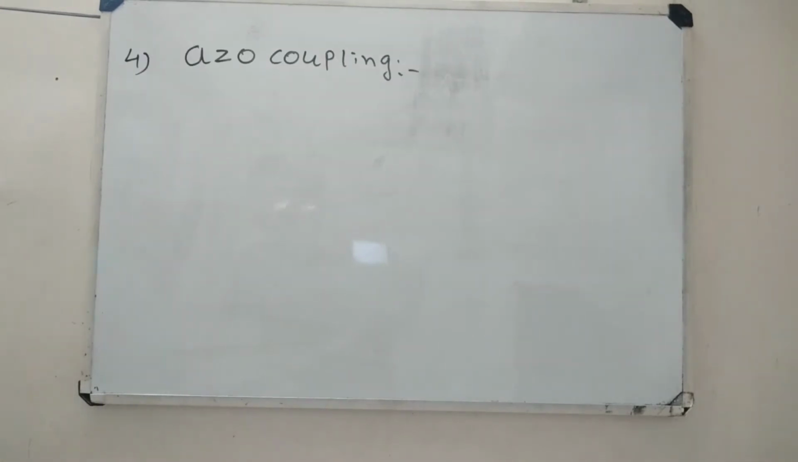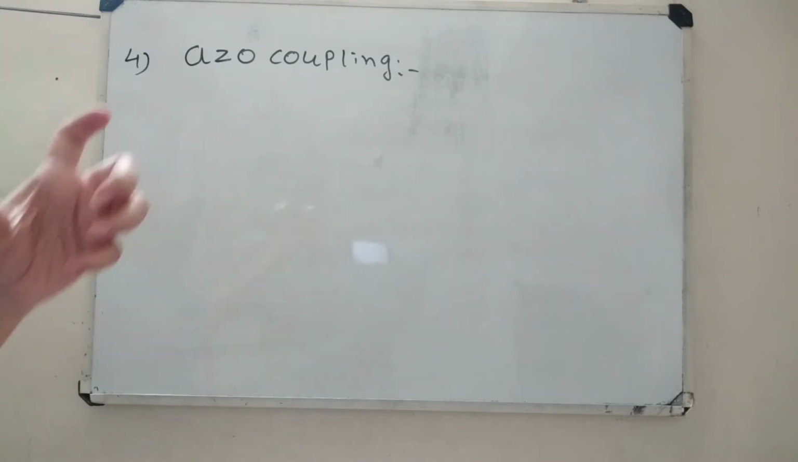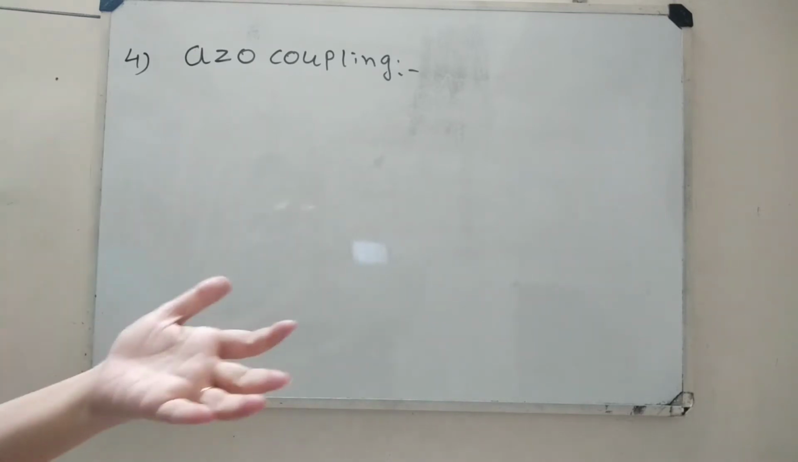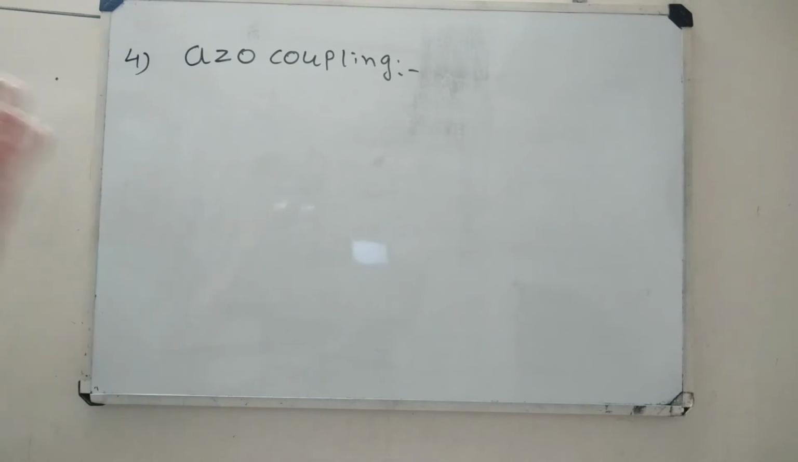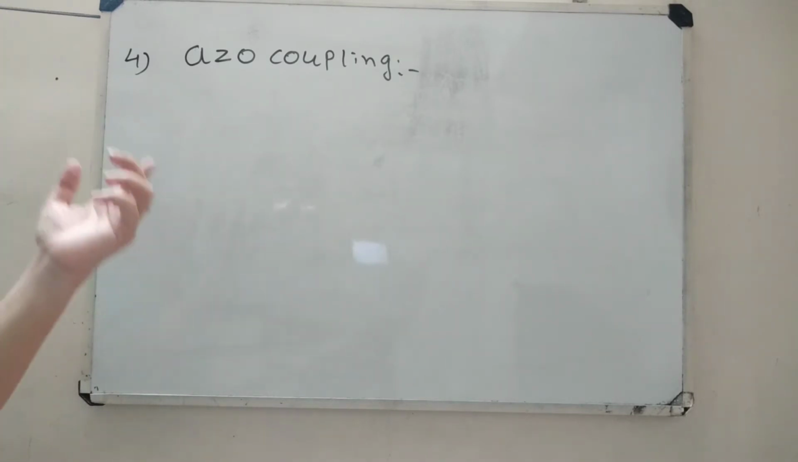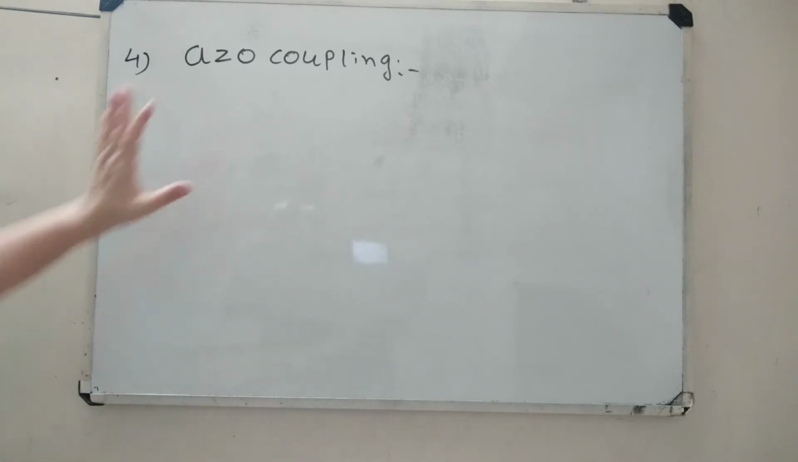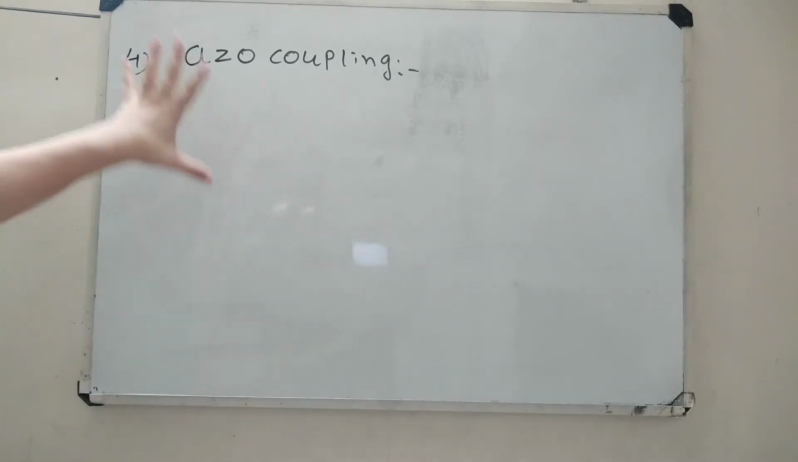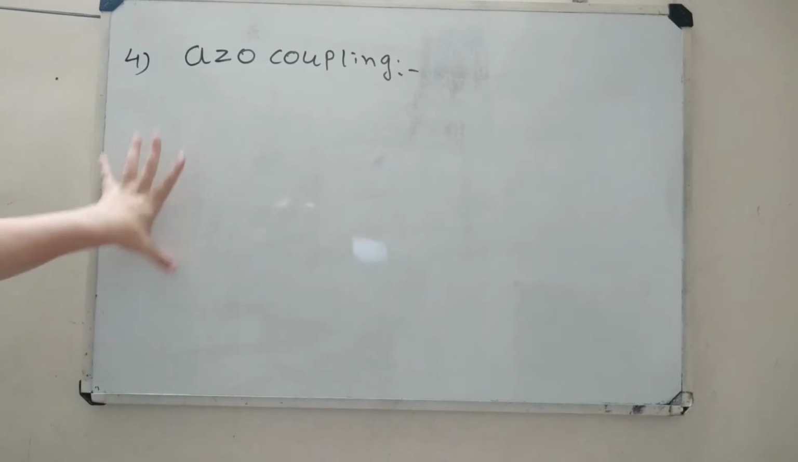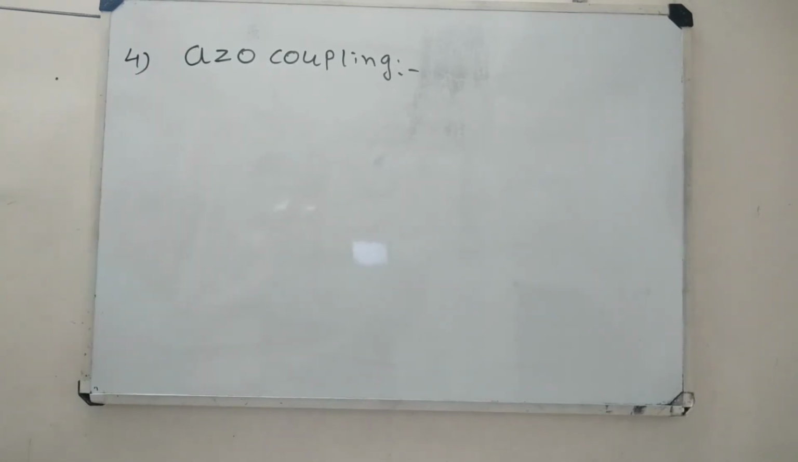Now after the third reaction, the fourth one is azo coupling. Whenever you see the azo group, always remember, keep in your mind that there are 2 nitrogens connected with each other. We had done that before also, N2Cl, which means the diazo group is there. In azo coupling, the first reactant is the arene diazonium salt, suppose benzene diazonium chloride.